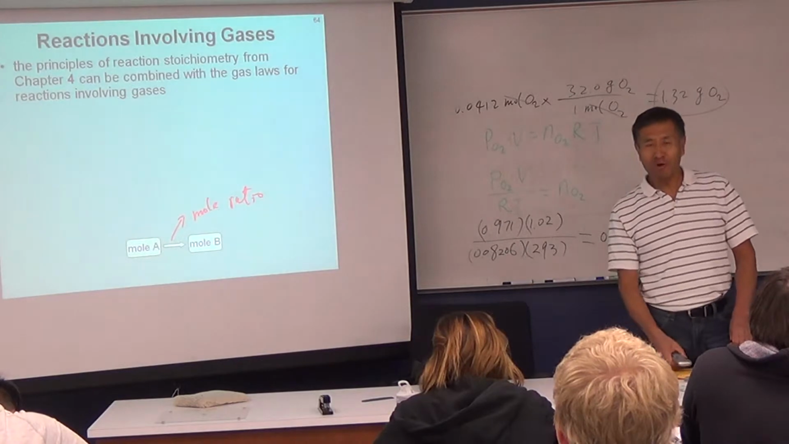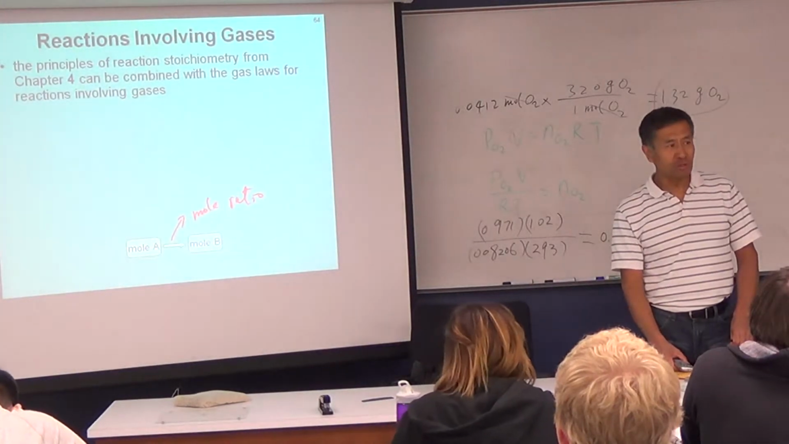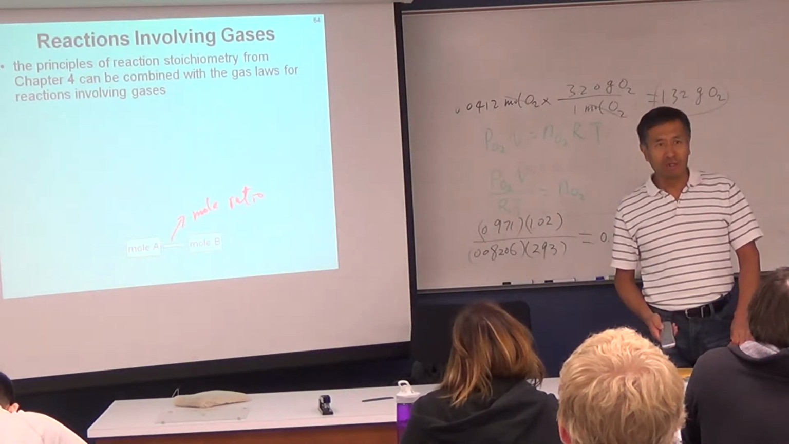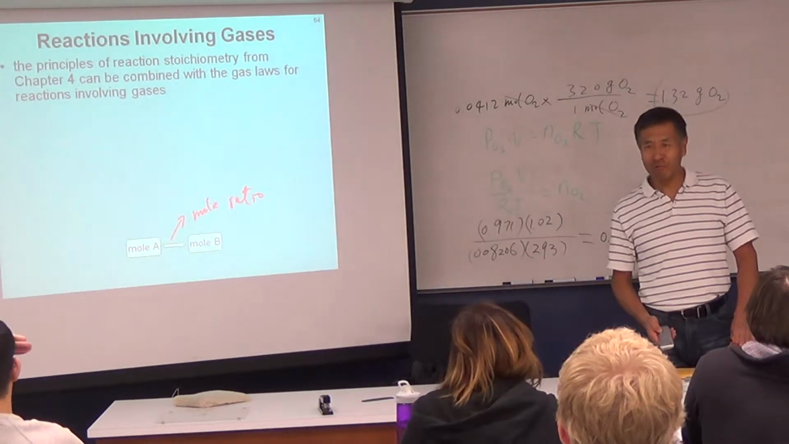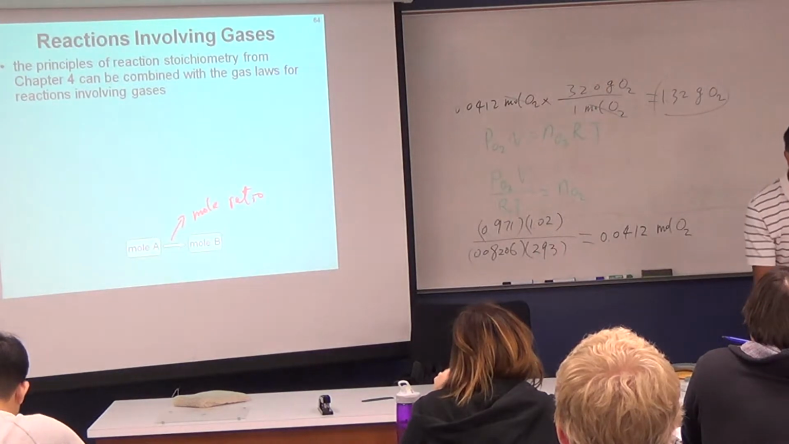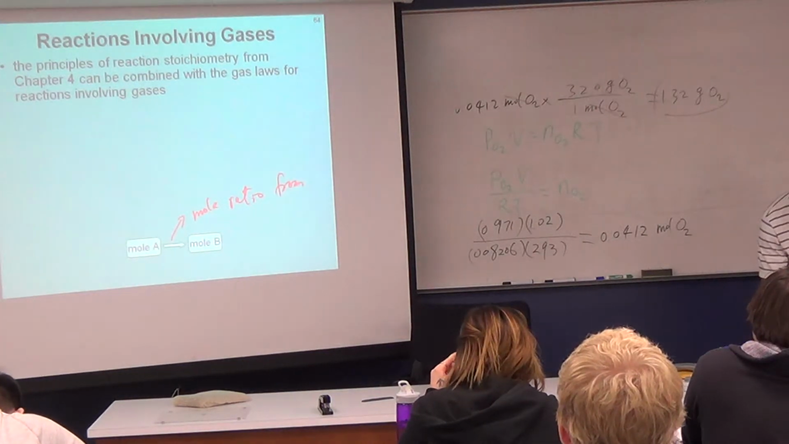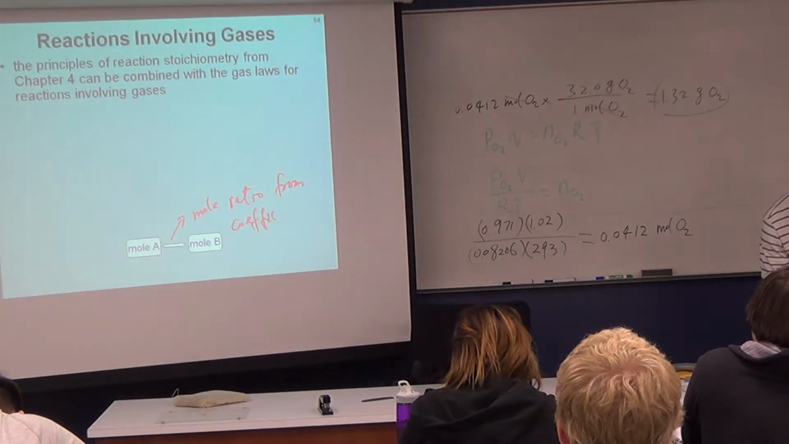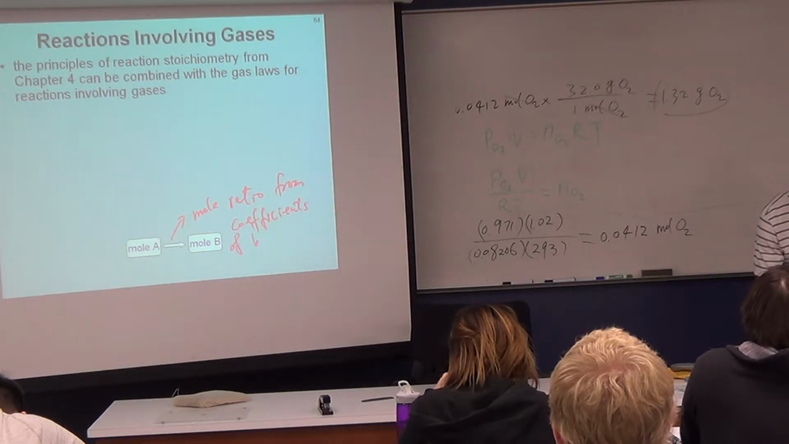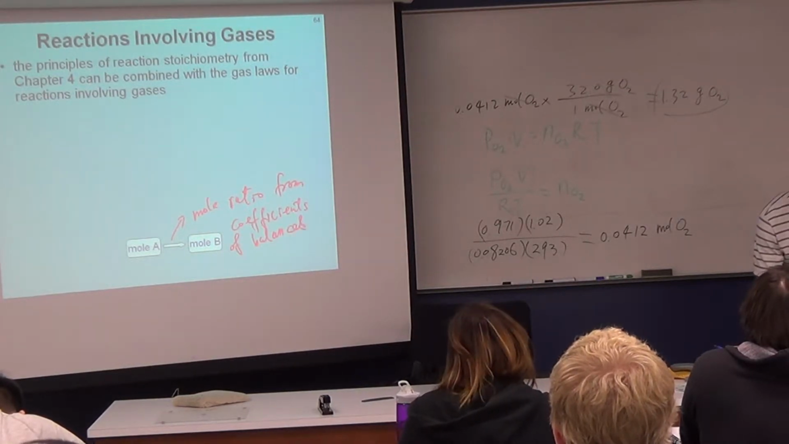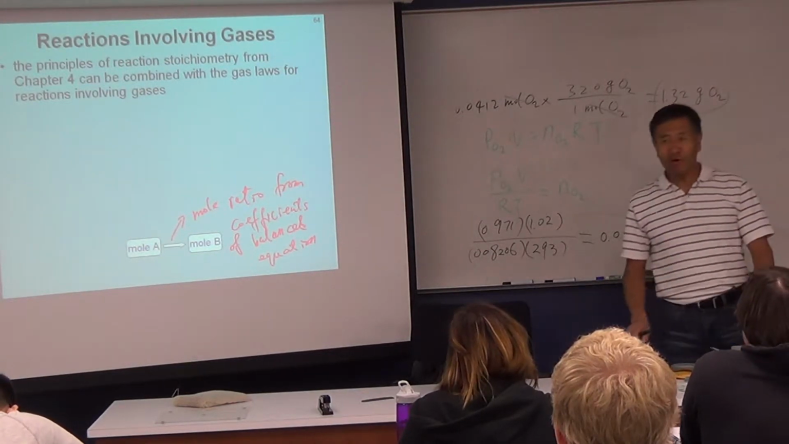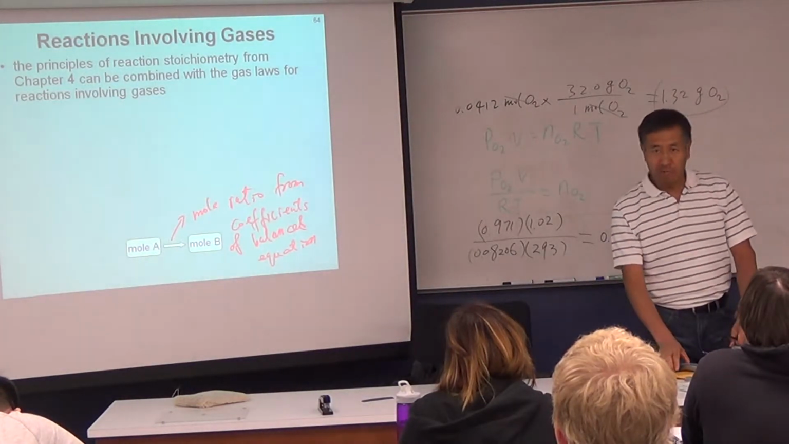So where do you get the mole ratios when we talk about reaction stoichiometry? The balanced equation. Very good. So these are mole ratios from the coefficients of the balanced equation. That is the important part in Chapter 4.